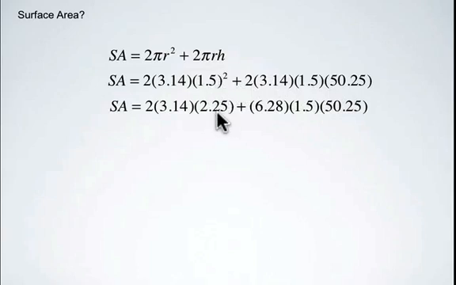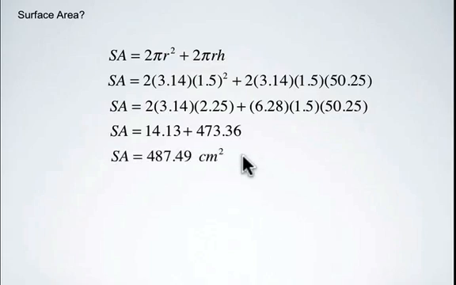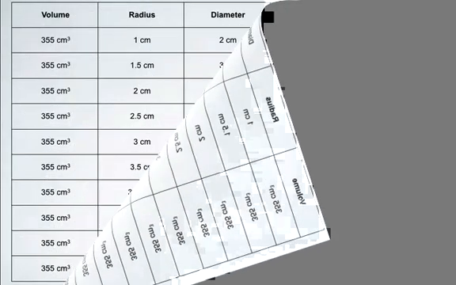1.5 squared gives you 2.25, and on the second part we did 2 times 3.14, giving you 6.28. Multiplying both of those sections, 2 times 3.14 times 2.25 gives you 14.13. 6.28 times 1.5 times 50.25 should give you 473.36. And when you add the two values together, you should get 487.49 centimeters squared.